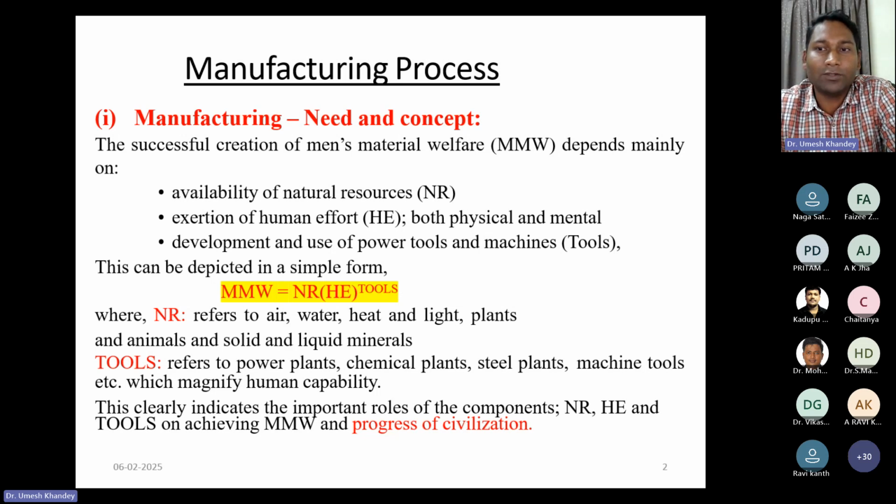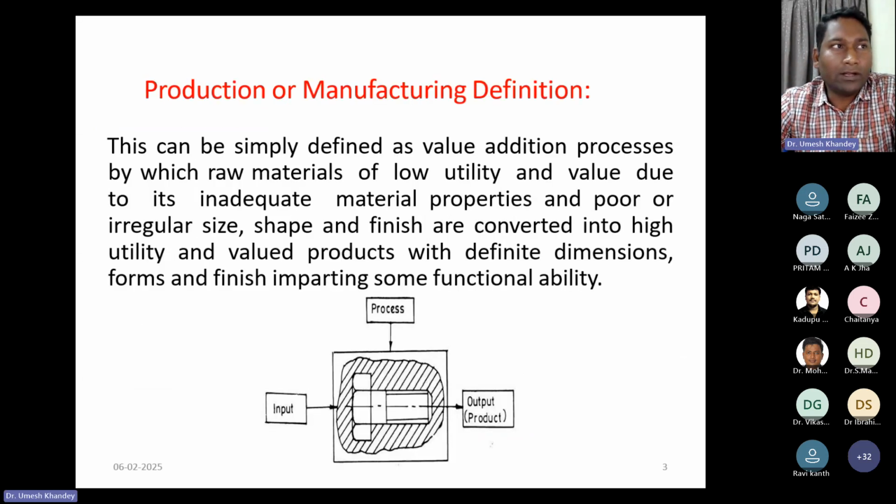So what is happening? This tool is going to magnify the human efforts. Tools refer to the power plant, chemical plant, steel plant, machine tools, which generally magnify human capabilities. So this clearly indicates the important role of the components: natural resources first, second is human effort, and next is the tools, which are generally used for achieving material welfare and progress of civilization. Okay, coming to the next slide.